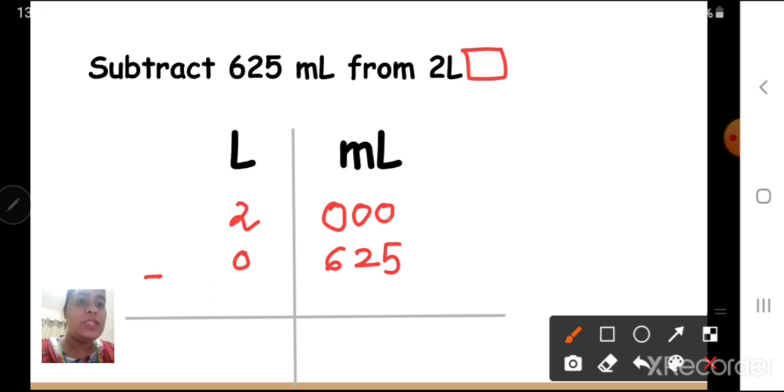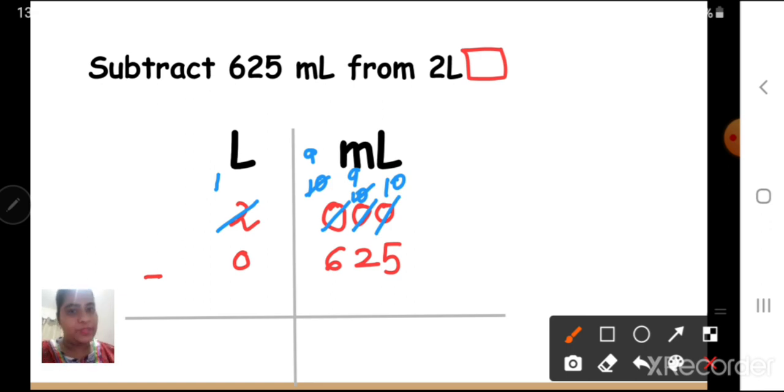Okay. Children, you can see 0 minus 5 is not possible. 0 minus 2 is also not possible. 0 minus 6 is also not possible. So we have to borrow from 2, which is on the liter side. So 2 will become 1. Correct? And this 0 will become 10. Then the other 0 will borrow from the number 10, which will become 9. This will become 10. The last 0 will borrow from 10 and it will become 10. Correct? So this is how we will do the borrowing.